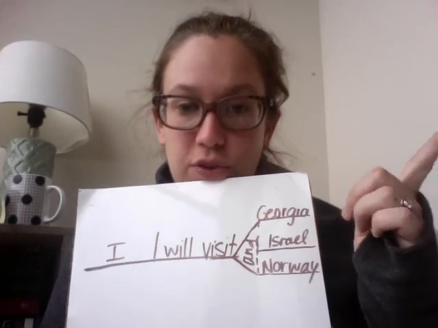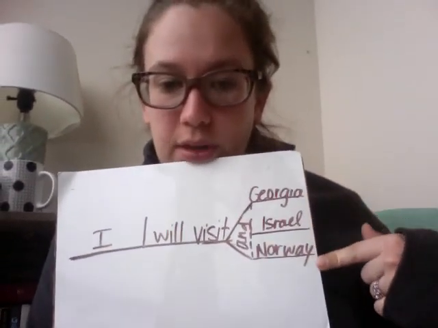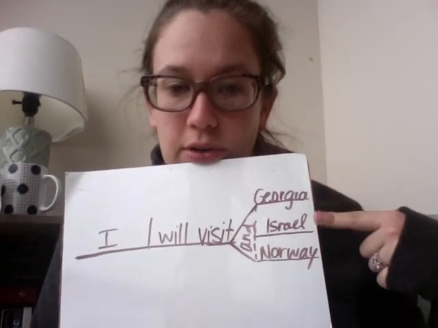I will visit what or who? These are direct objects, right? Because visit is an action verb. Action verbs have direct objects. Visit Georgia, Israel, and Norway. Listed them in order of how I said them. Have a conjunction. You can diagram the rest on your own.